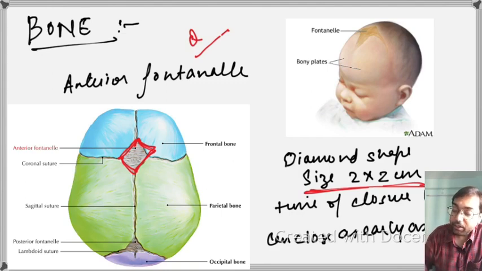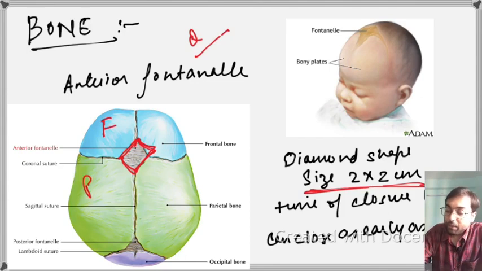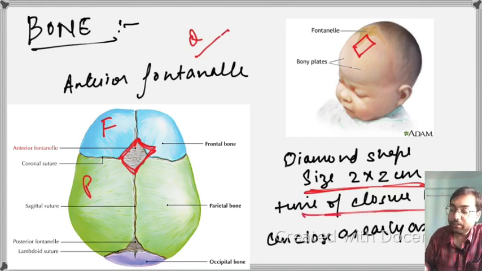And the anterior fontanelle is formed by the fusion of the frontal bone here and then the parietal bone here. Okay, and this would be here the anterior fontanelle. And when will it close? It closes around 18 months of age, and it can close as early as 9 months of age.